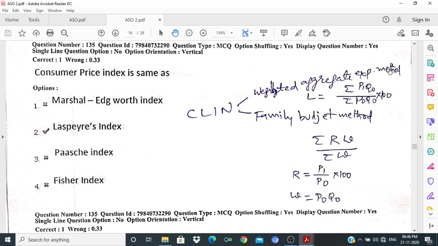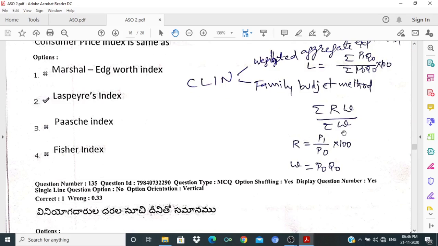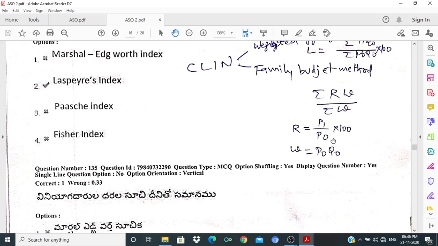Weighted aggregate expenditure method: L is equal to Laspeyres, sigma P1 Q0 by sigma P0 Q0. Family budget method formula is sigma R into W by sigma W, where R is equal to P1, current year price, by base year price into 100. Weight is equal to P0 Q0.